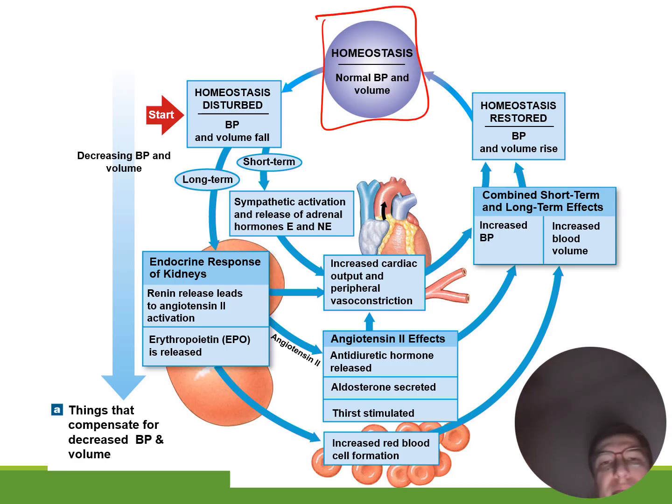Let's take a look at the neuroendocrine response when there is a change in homeostasis. So we have our disruption of homeostasis with a decrease in blood pressure. Let's take a look at the short-term response, a sympathetic response. When there is a short term, we have sympathetic activation, and we're releasing epinephrine and norepinephrine from the adrenal medulla.